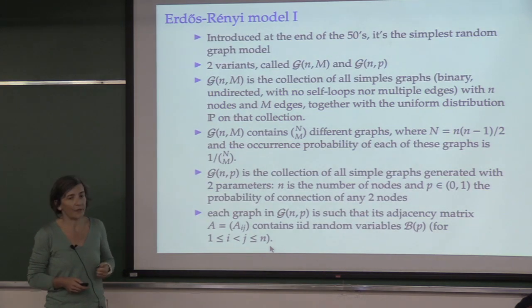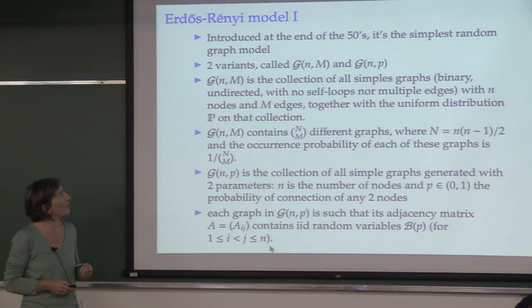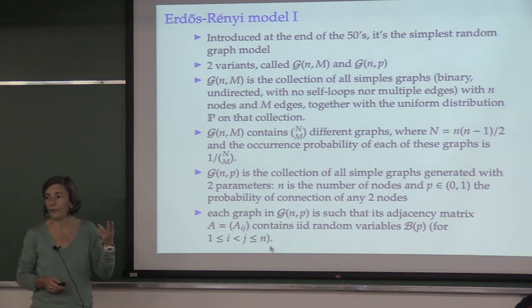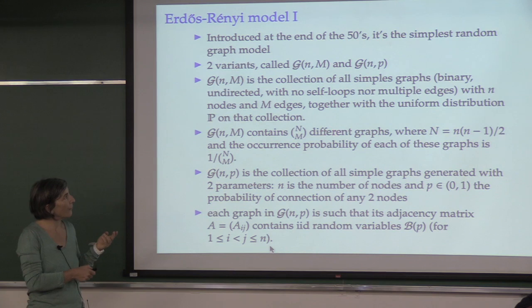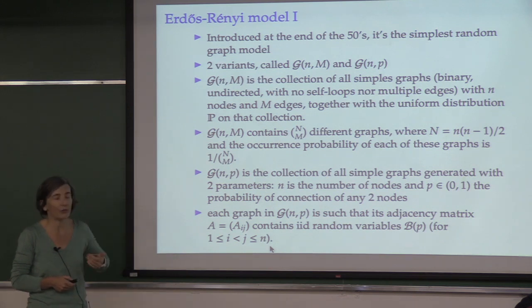So the Erdős-Rényi model is the simplest random graph model. It was introduced at the end of the 50s independently by Erdős and Rényi. So we call it the Erdős-Rényi model. And in fact, it has two different variants. One variant is called the GNM model, and the second variant is called the GNP. I will explain the difference.